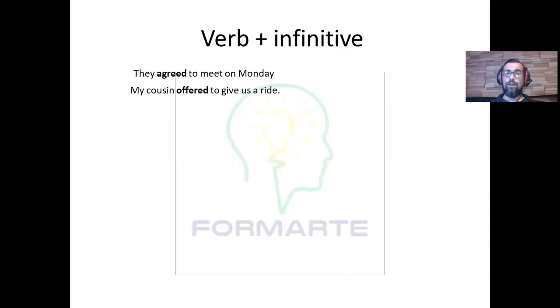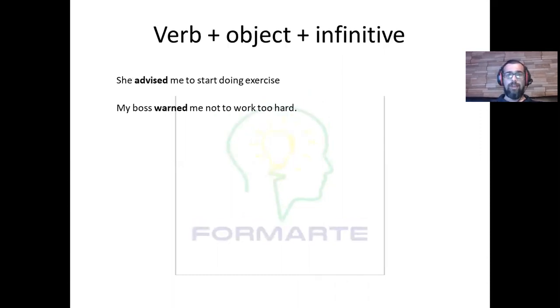Then we have verb plus infinitive. Okay. Before that, I'm sorry. First let's go with verb, object, infinitive. Okay. So for example, we have the verb advised. Here we have: she advised me to start doing exercises. So in this example, we have the verb advise, then the object me, and then the infinitive to start. Okay. So that's a way to use this reporting verb.